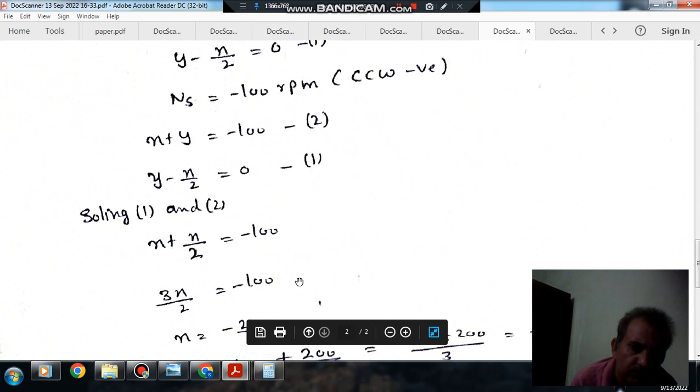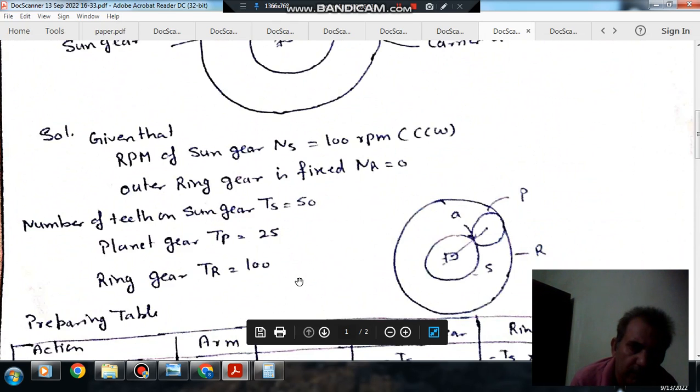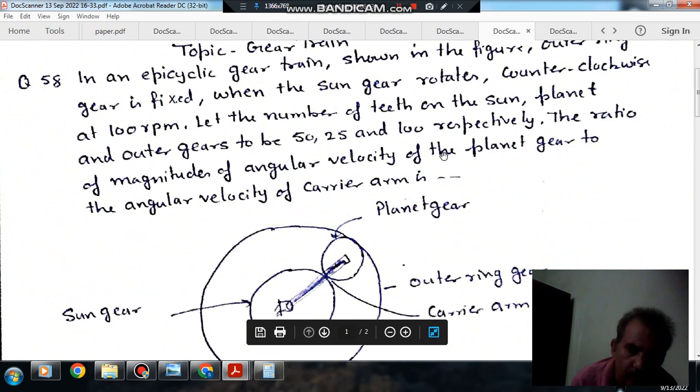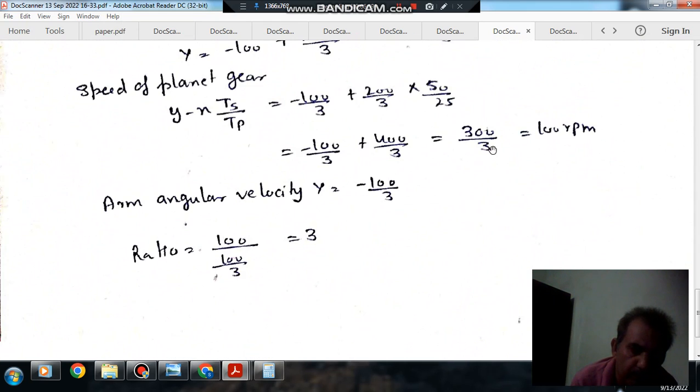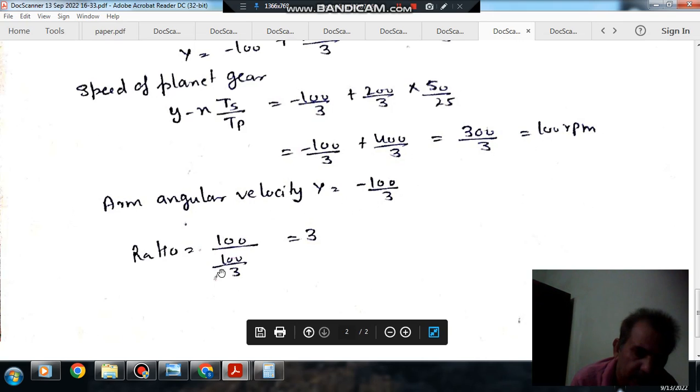So the ratio of magnitude of angular velocity of planet gear to angular velocity of carrier arm is: for planet gear it is 100 rpm, and for the arm it is minus 100 by 3. So the answer is 3. We have to find just the ratio, so the answer is 3.